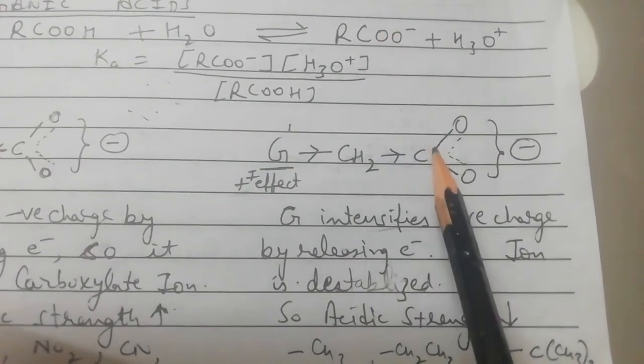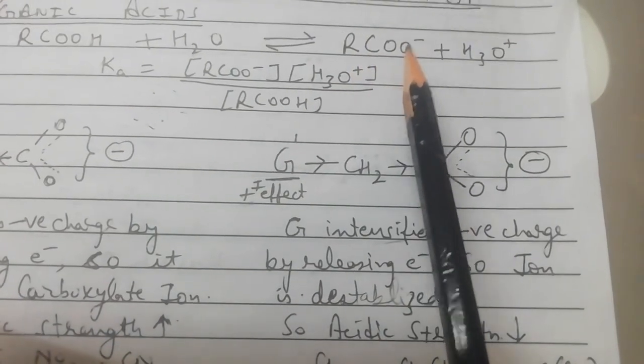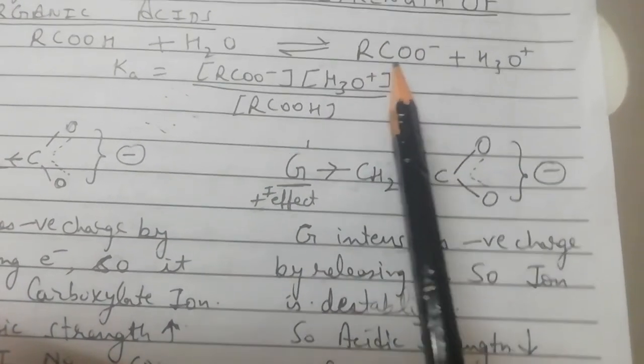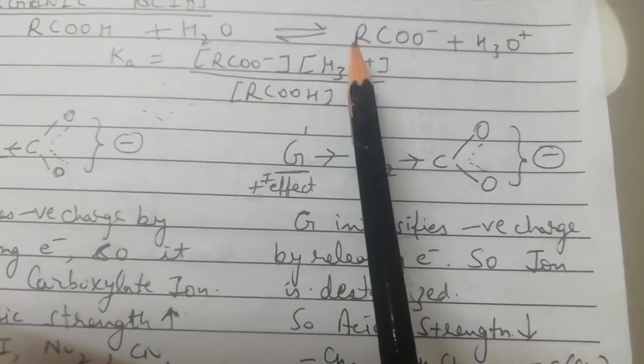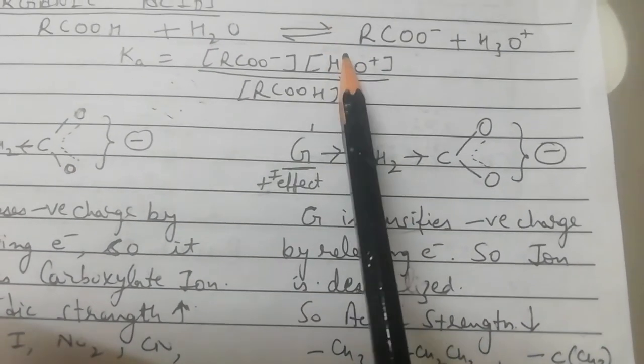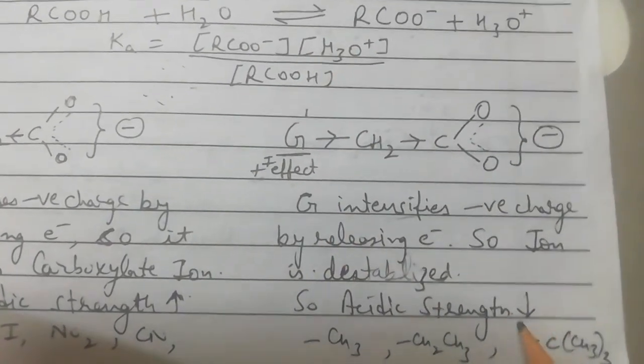So the carboxylate ion will get destabilized because of concentration of negative charge. If it gets destabilized, then its formation will not be preferred and the reaction will not go in the forward direction. So we can say that the acidic strength of carboxylic acids will decrease.